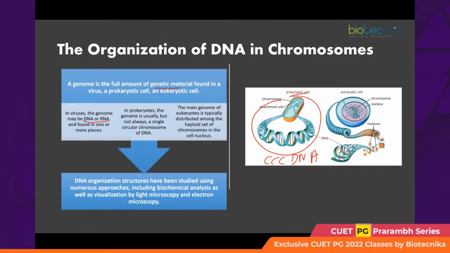Now, in the case of eukaryotes, the main genome is typically distributed among the haploid set of chromosomes in the cell nucleus. Eukaryotic cells, along with the nucleus, can also have some genetic material in some of their organelles as well. What are the organelles that have their own genome? Can anyone tell me what are the eukaryotic organelles with their own genome?